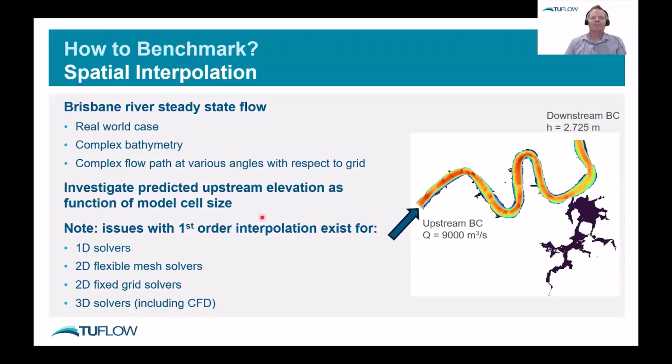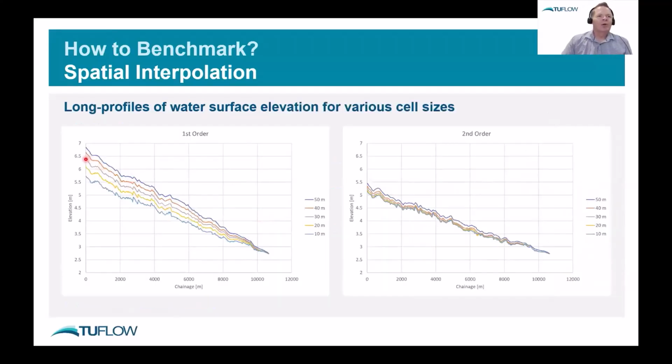first or second order. So what I've done is, here are long profiles of the water level down the river from the upstream boundary at the left down to the downstream boundary, which was a fixed water level at the right-hand end. And what you can see here in the left chart is that we've got different colors for different cell sizes: 50, 40, 30, 20, and then down to 10 meters. The first order result is showing a strong cell size sensitivity. And in fact, the range is over a meter difference in water level, depending upon cell resolution at the upstream boundary. Very strong effect.